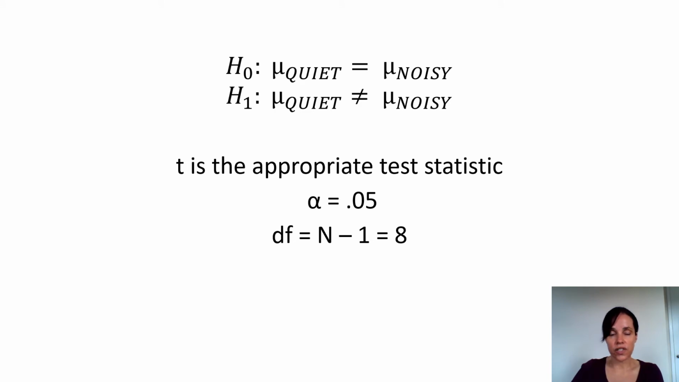To calculate the degrees of freedom here, I'm going to use the formula n-1, where n is the number of pairs of scores. Here we collected data for 9 students. 9 students contributed 2 scores, a quiet score and a noisy score. So here in this case, n is 9. There were 9 students, which means we have 8 degrees of freedom.